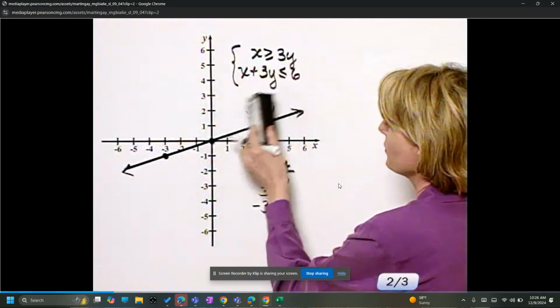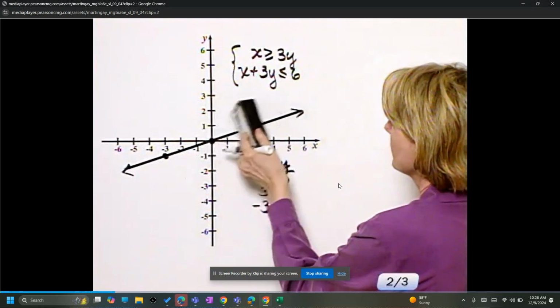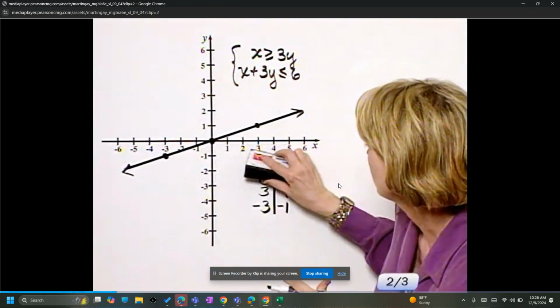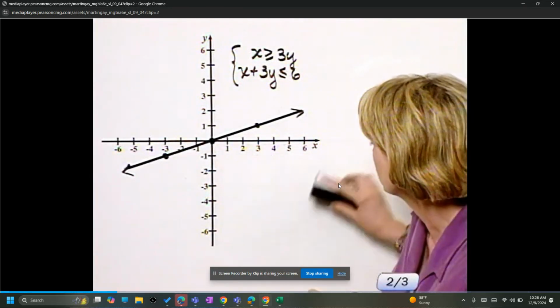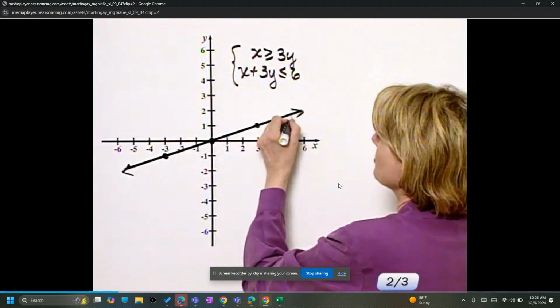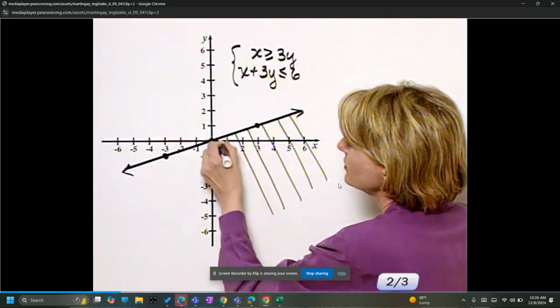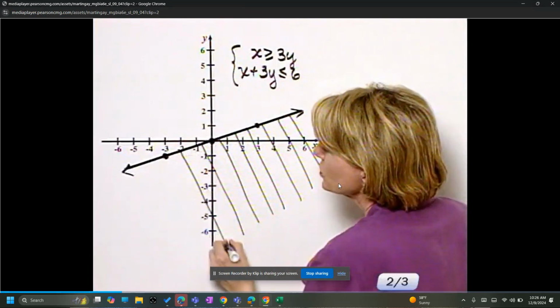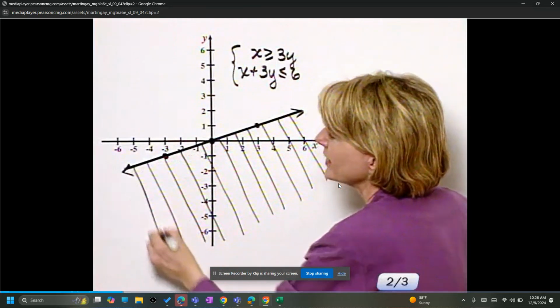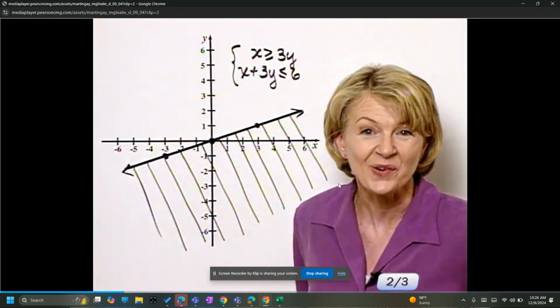And this was my test point. I'll take that off. And I'll take off finding the boundary line. Now let's shade below this line. What have I just graphed? I have just graphed the solutions to the first inequality in our system, and that only.